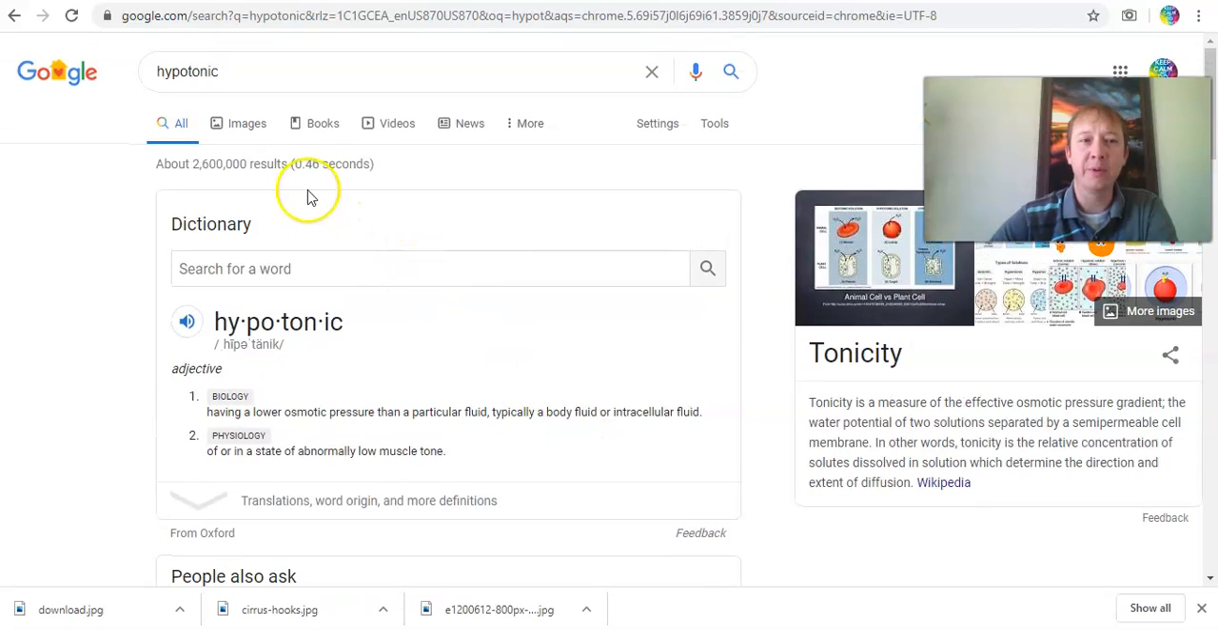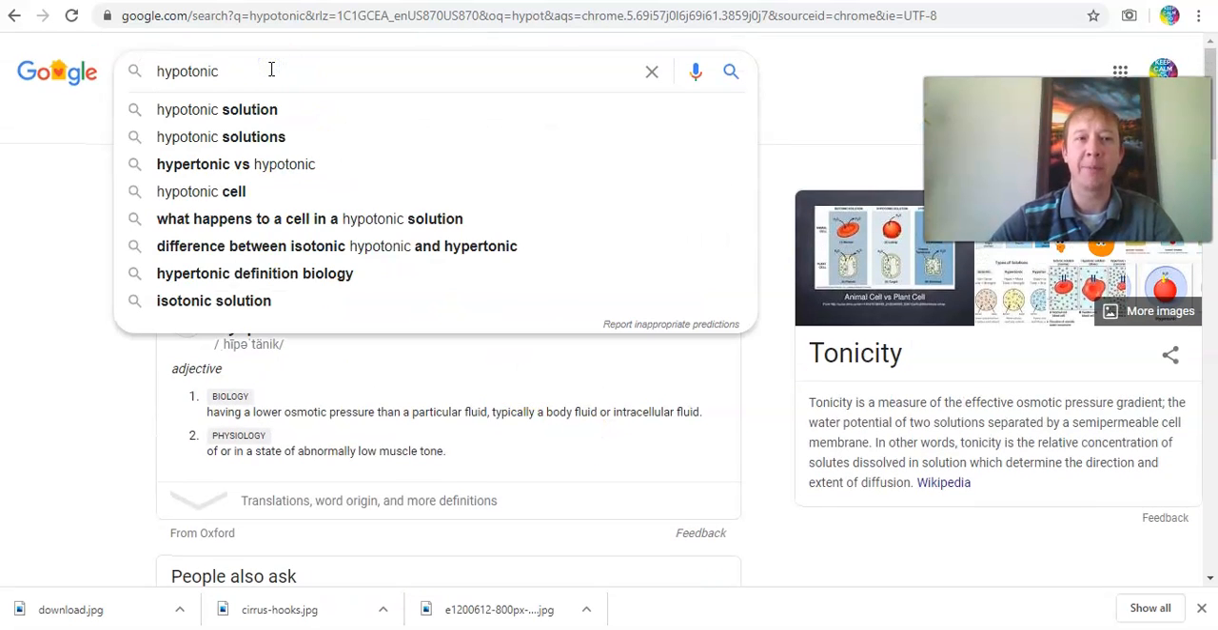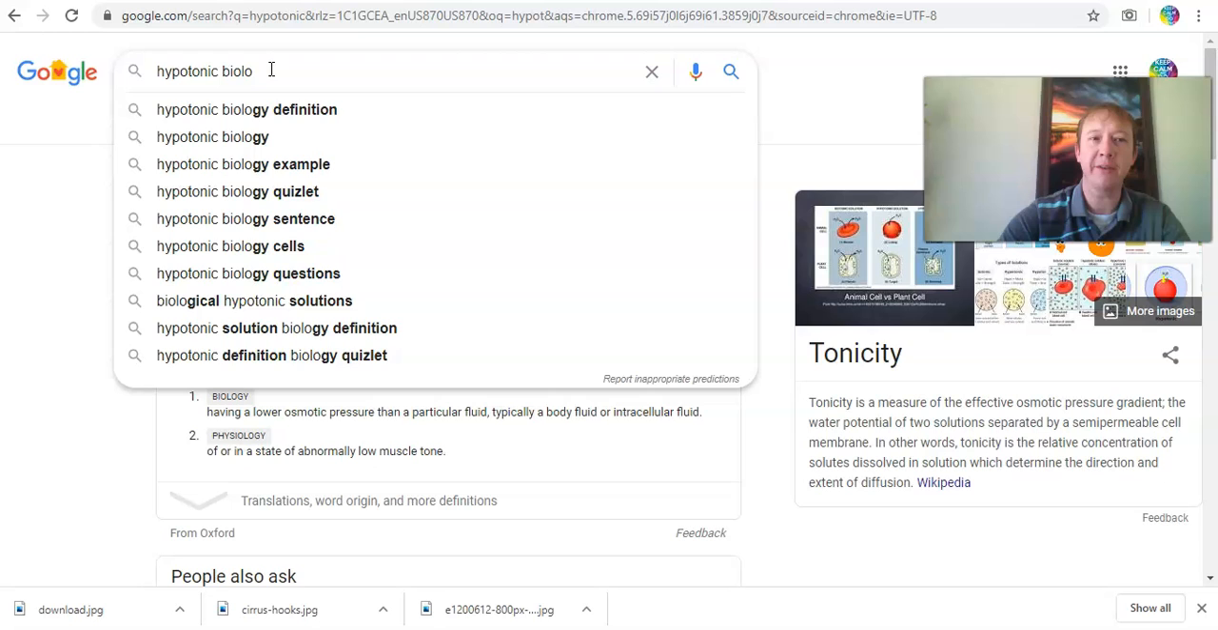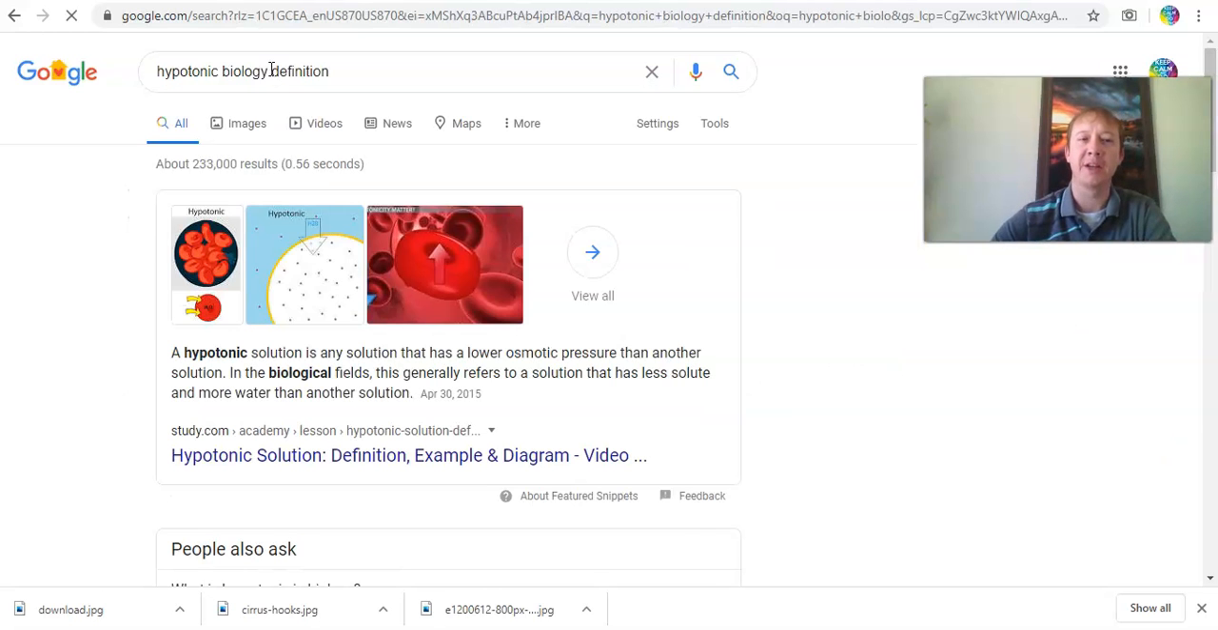So when you're looking this up, you may want to type in hypotonic and then put biology definition to get the definition that you actually want. Here I'll show you: it talks about the lower osmotic pressure, but then here it talks about the solutes in water, and that's the key thing. So make sure you add biology definition to that. It'll make your life a little bit easier.